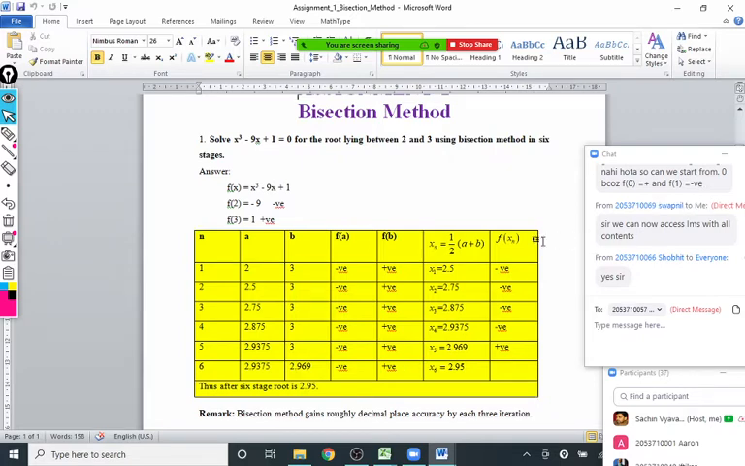I hope Sahitya, you got the answer you were asking for. Yes, but sir, if a range is not specified in the question, like between 2 and 3, can we start from f of 0?